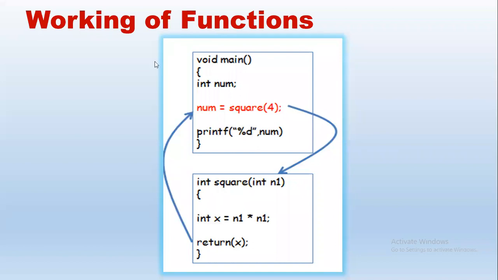If in case you have written int square first, the compiler will know that the function is defined, but it will start execution from main. So main is compulsorily to be given. Control will start from main only, whether we give the function definition after main or before main. That will not make a difference. I hope your doubt is clear. Yes, ma'am. Okay, so let's continue.